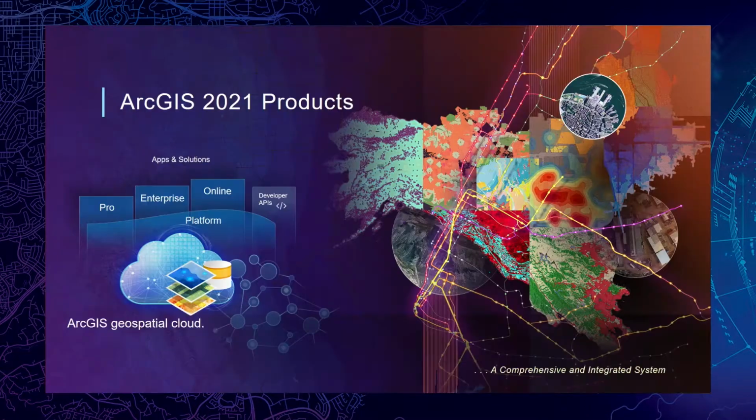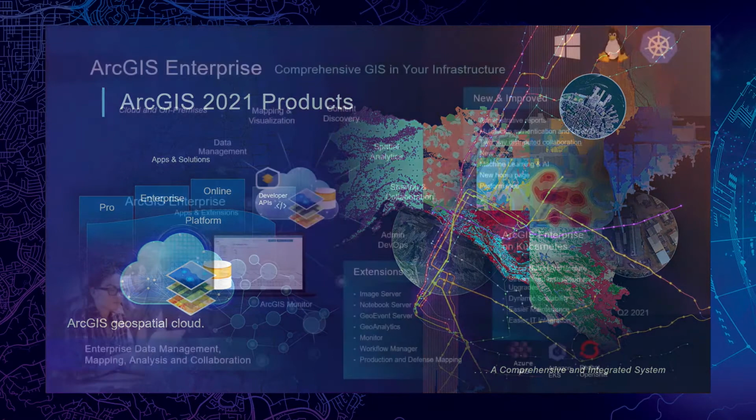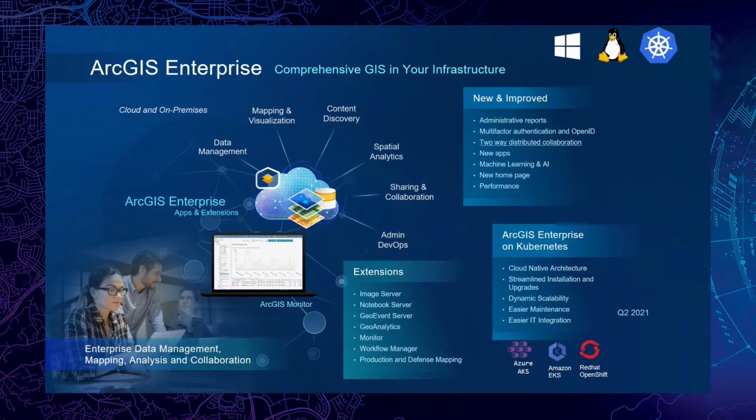Good morning. Today we are going to continue our presentation about ArcGIS 2021 series of products, and we will start with ArcGIS Enterprise. ArcGIS Enterprise is a comprehensive geospatial enterprise system that users implement in their own server rooms or deploying on infrastructure providers like Amazon, Azure, or similar.